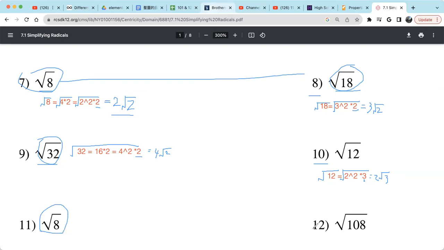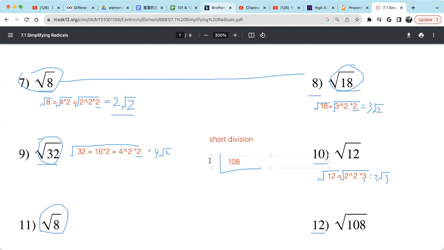Excuse me. Let's see 12. We have this number 108. So how do we figure out the factors of 108? We use this short division. Okay, let's call it short division versus long division.